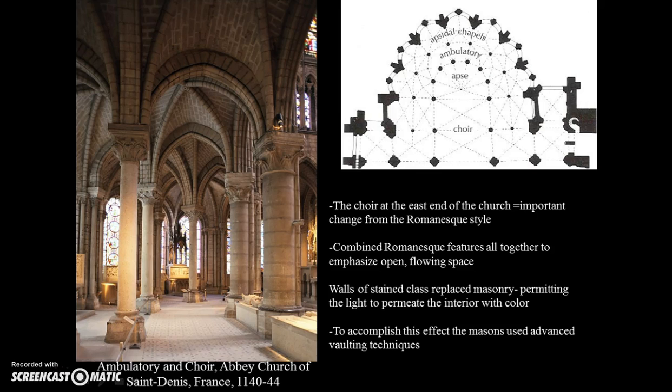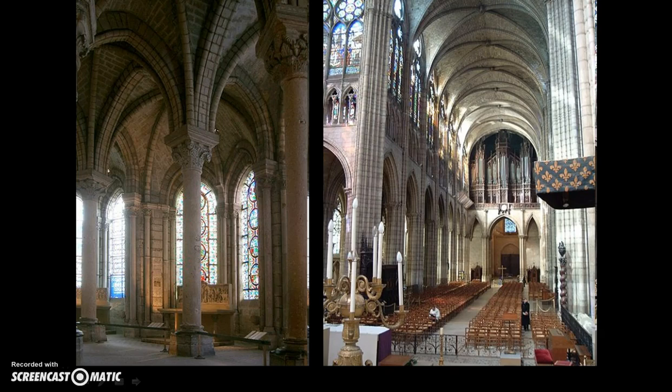The walls of stained glass replaced masonry, so this permitted more light to come into the interior, and also light reflecting the stained glass color. To accomplish this effect, the masons used advanced vaulting techniques. Suger saw that light and color as a way of illuminating the soul and uniting it with God. So light becomes very symbolic.